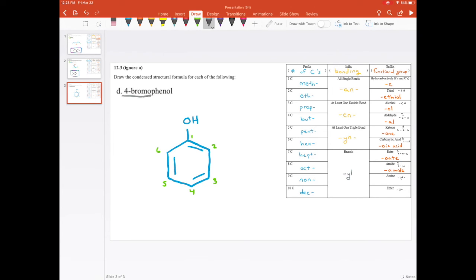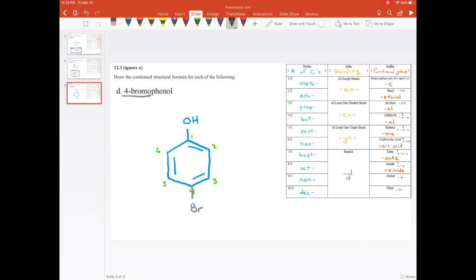Now this is one of the halogen branches. Halogens are group 7A. Whenever anything in column 7A on the periodic table is a branch, you take the first syllable and just add an O. So this is coming from bromine. As a branch, it's bromo. And so this will be on carbon 4 and Br for bromine.